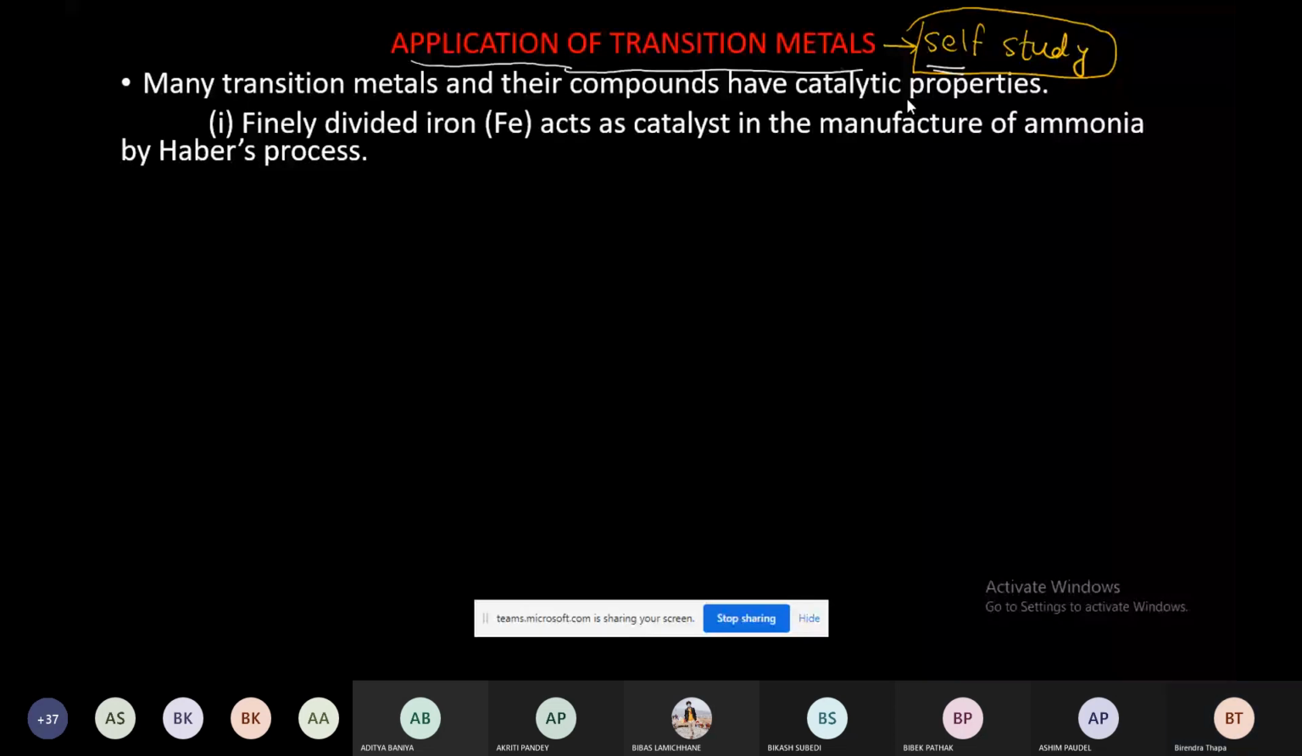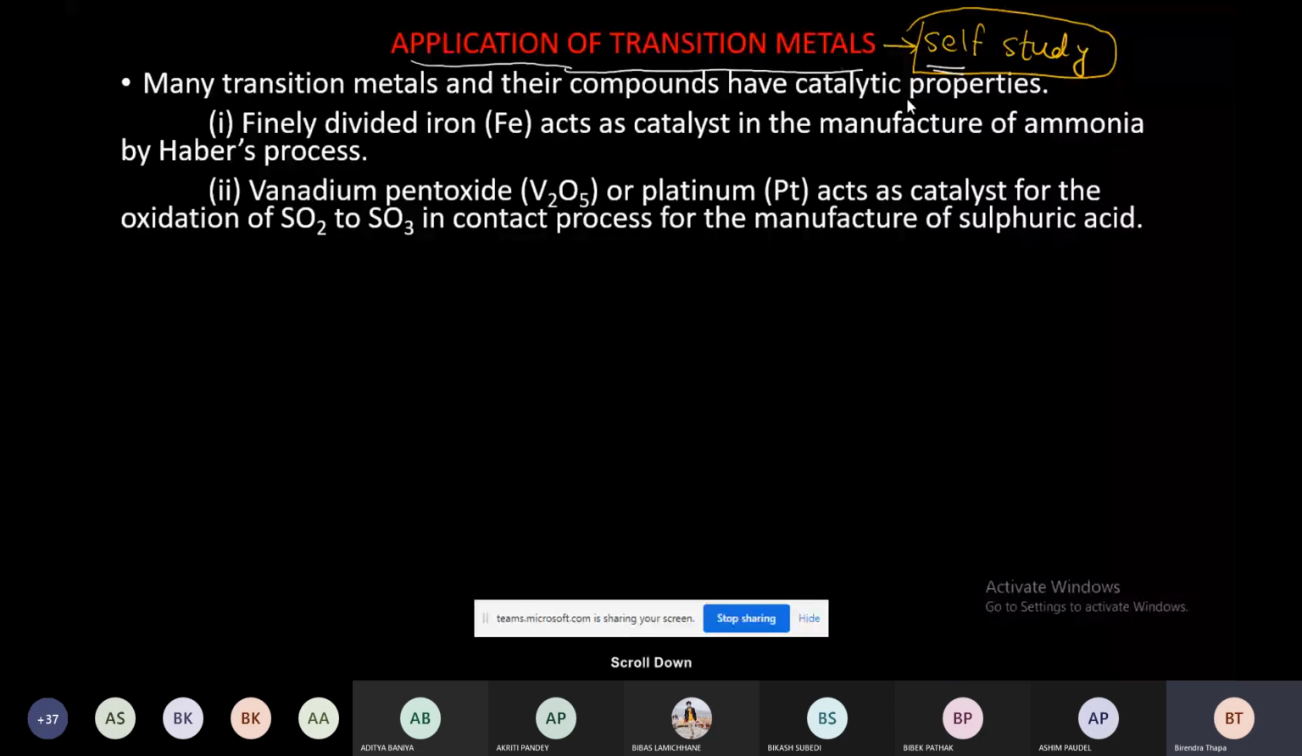Similarly, vanadium pentoxide or platinum acts as catalyst for the oxidation of SO2 to SO3 in the contact process for the manufacture of sulfuric acid. 2SO2 plus O2 on reaction gives 2SO3. A catalyst is required here as well. V2O5 or platinum is used as catalyst. Haber's process and contact process both require catalysts.